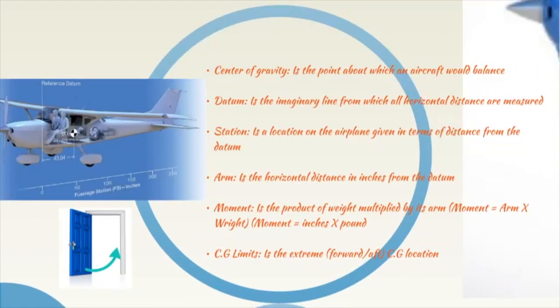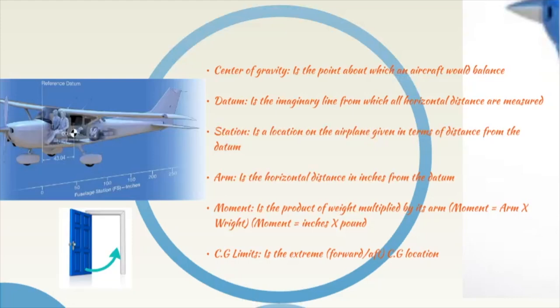Then we have the station, which is a location on the airplane given in terms of distances from the datum. The arm is the horizontal distance in inches from the datum. Then we have the moment, which is the product of the weight multiplied by its arm, also known as torque. And then we have the CG limits, which are the extreme forward and aft CG, or center of gravity, locations.